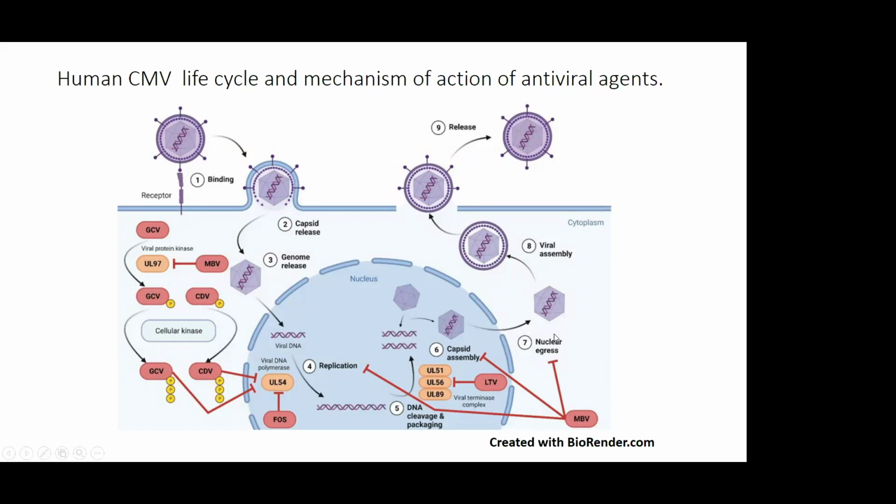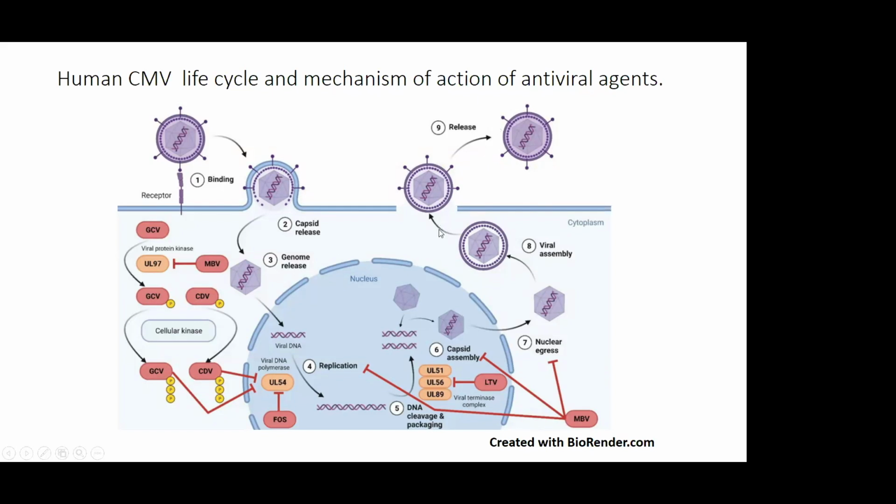And then outside the nucleus, the capsid that egressed will meet the rest of the bits and pieces that we've made in the ribosome, and a new virion will be made, and then will get released out. So these are 9 steps: binding, capsid release, genome release, replication, DNA cleavage and packaging, assembly of the capsid, nuclear egress, assembly again of the virus, and this is the whole virus. Here, this is the capsid, and then release.